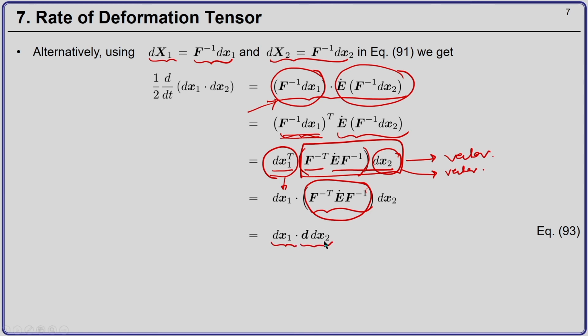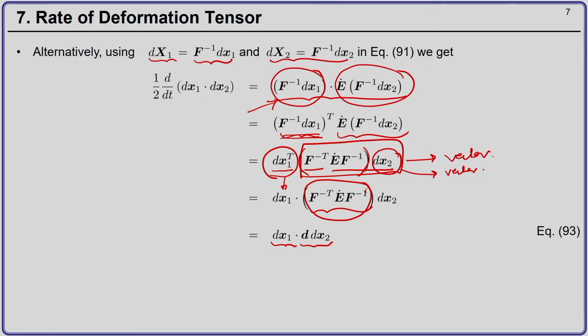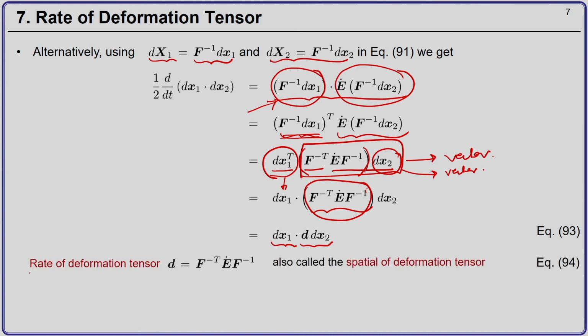d is a tensor. I can show that this is a tensor. You know how to show something is a second order tensor: you have to use the transformation law. Now, this d is called the rate of deformation tensor d, and it is given by F inverse transpose E dot F inverse, and this is also called the spatial deformation tensor.